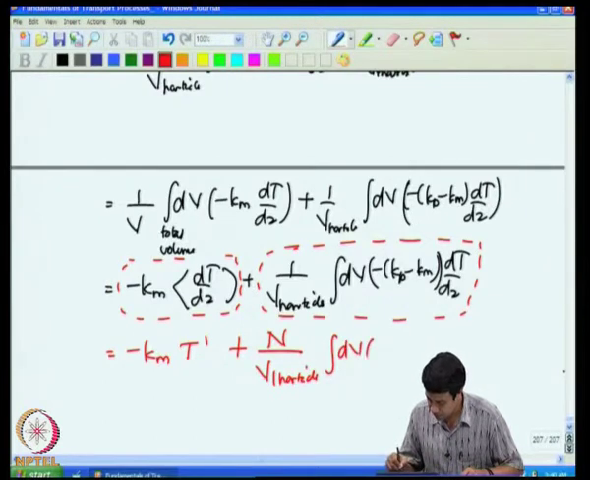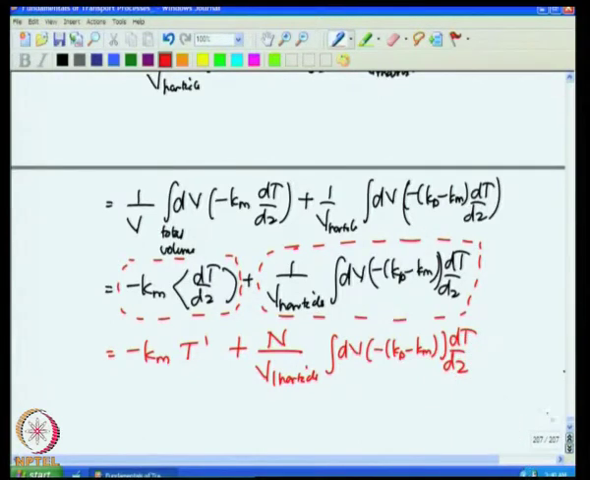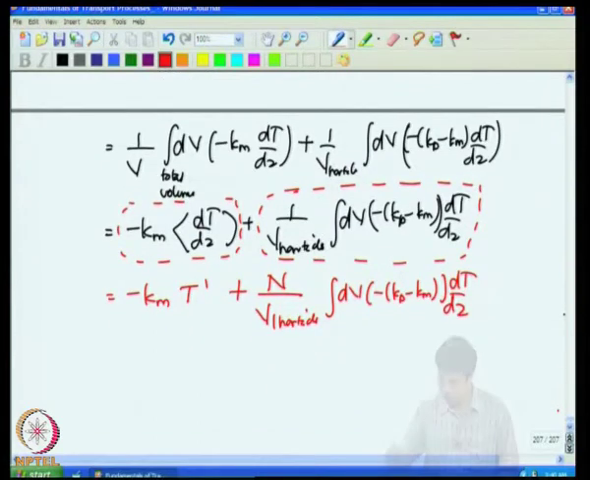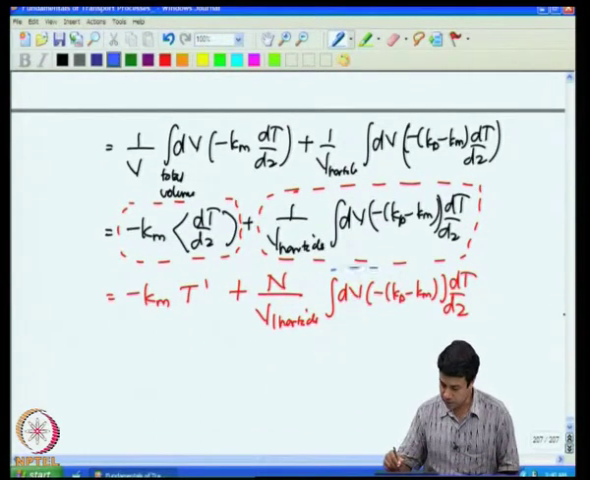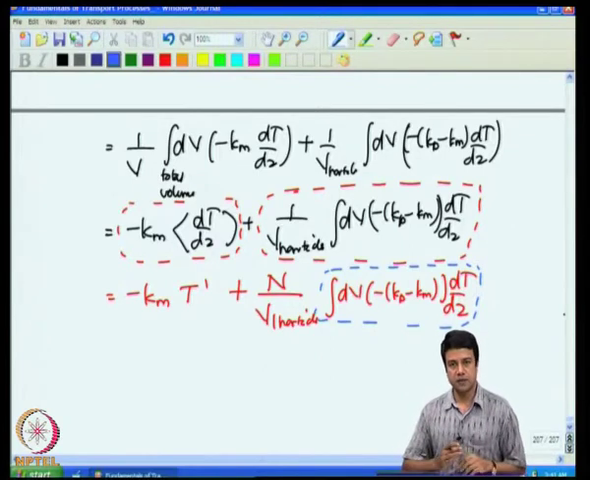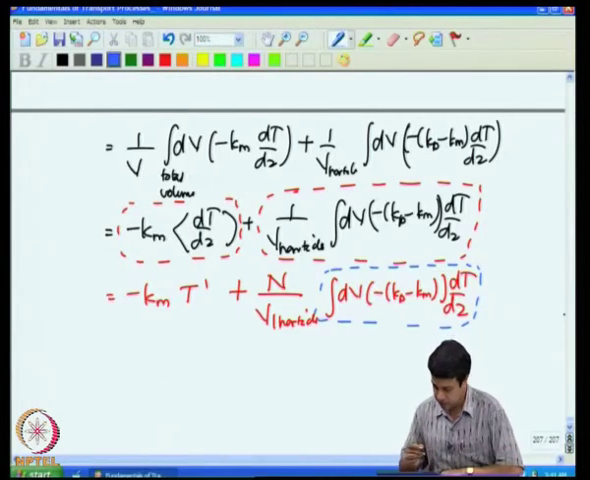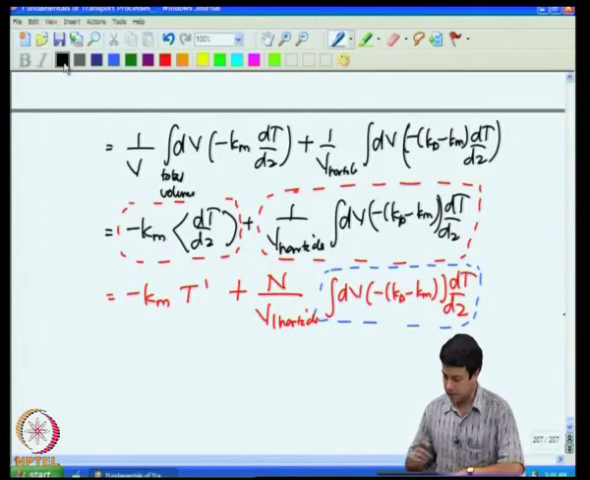integral dV of minus of Kp minus Km dT by dz. So, this is equal to the total number of particles divided by the volume of one particle. This is basically the number of particles per unit volume times dT by dz. And this is the contribution that I have to calculate by actually calculating the temperature field near one particle. I need to calculate the temperature field near one particle, and from that I need to calculate what this contribution is. So, let us calculate the temperature field near one particle.